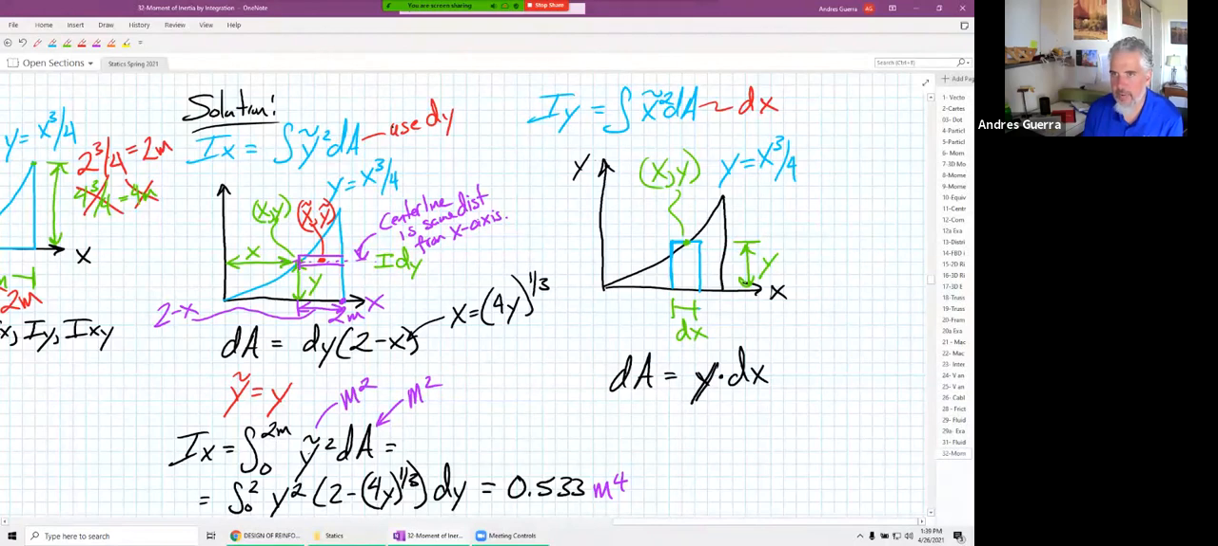And then we need to find x tilde. Well, x tilde is the centroid of that rectangle. I always like to draw the location of that centroid. I just did it there in red. And so x tilde would be that distance right there. x tilde is just equal to x.